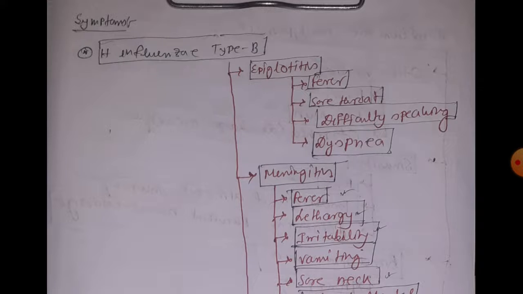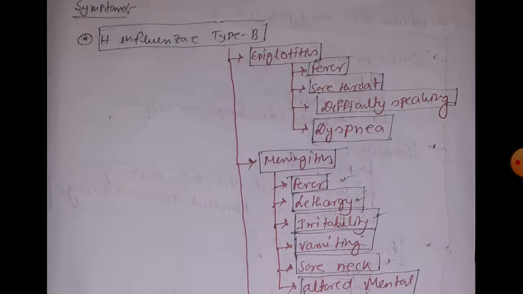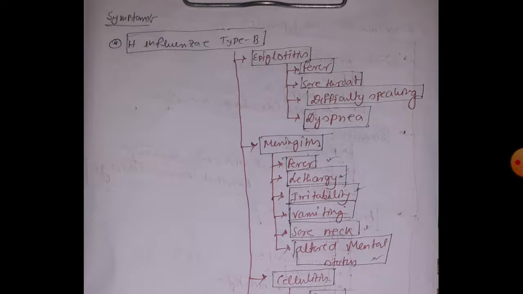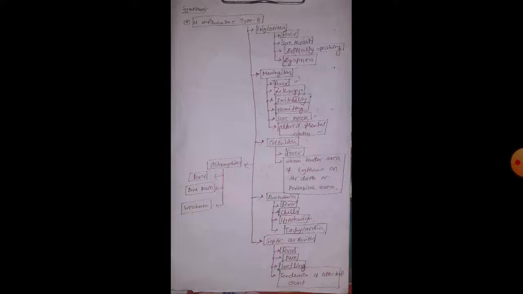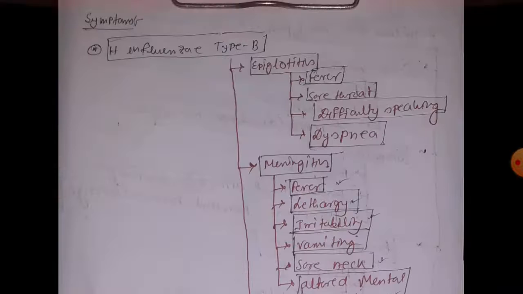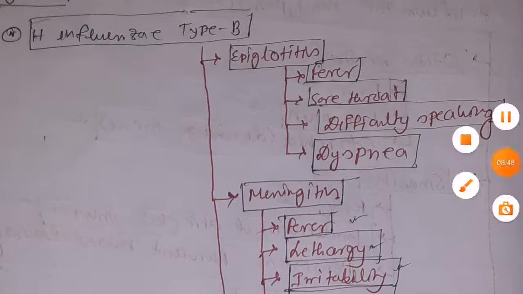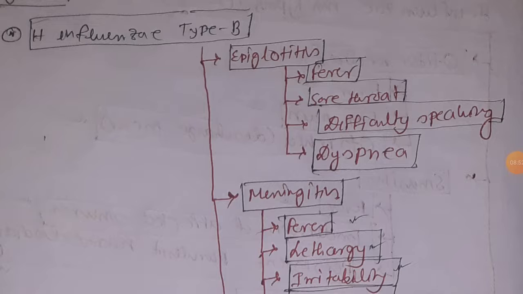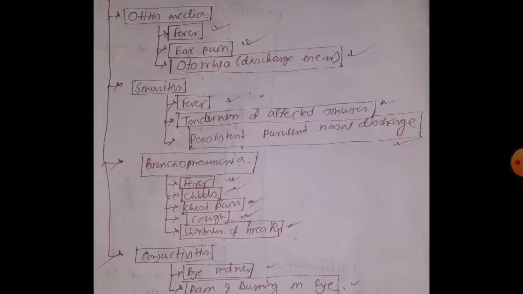It can also cause osteomyelitis by traveling towards the bone, whose symptoms include fever, bone pain and weakness. So that's how you can easily remember the symptoms of Haemophilus influenzae B. Although you don't have to remember each and everything, you can remember just 2 or 3 from each part. Now let's come here.